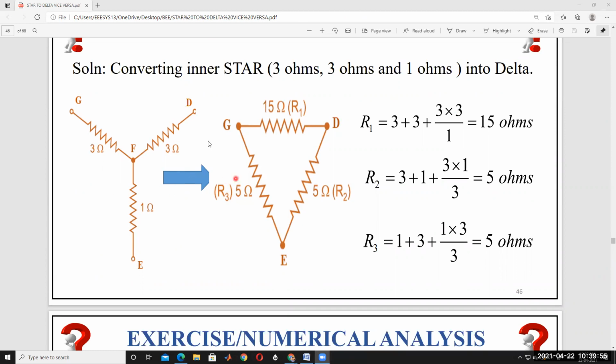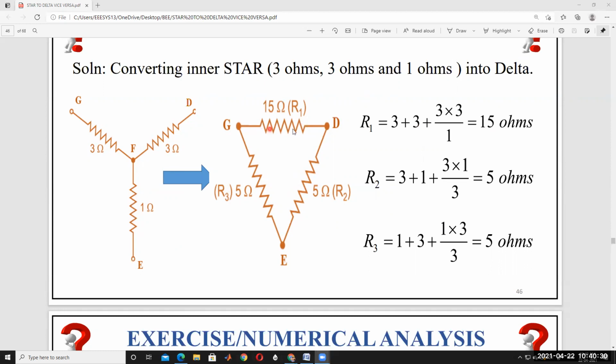While converting, this is called R1, R2, R3. Here R1, R2, and R3. So the R1 resistance is the one between these two. It is the addition of these two, 3 ohm plus 3 ohm, plus the multiplication of these two, 3 ohm into 3 ohm, divided by the other resistance, 1. So like this, this is called R1.